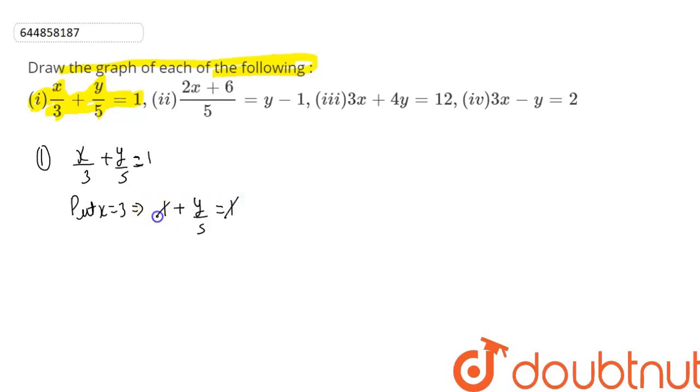So this 1 and this 1 go off, and from this we get the value of y by 5 is equal to 0, that is y is equal to 0. So when x is equal to 3, y is equal to 0. Similarly, now we are going to put y equals 5.